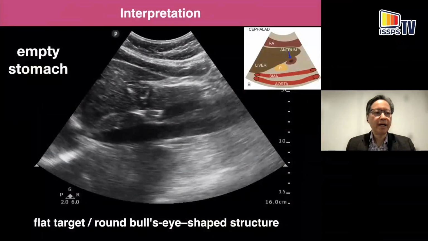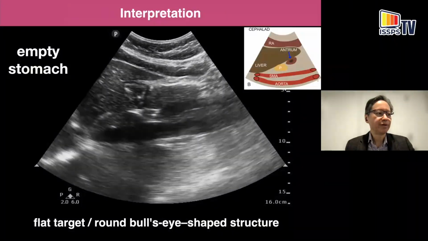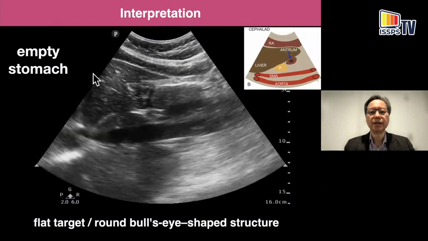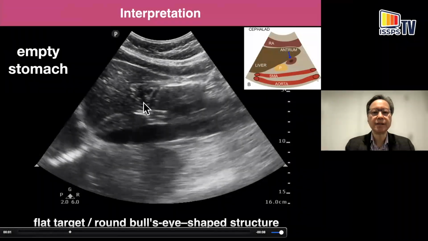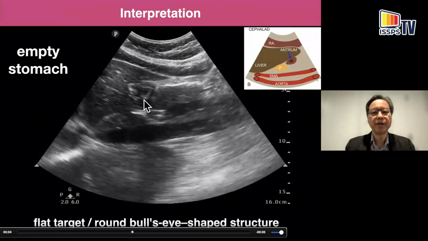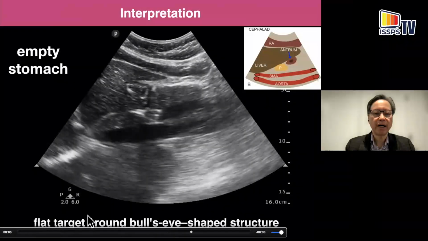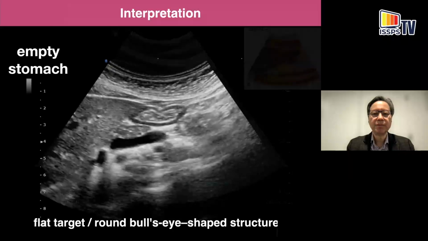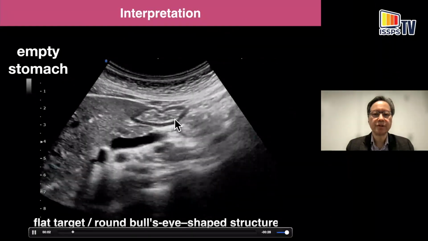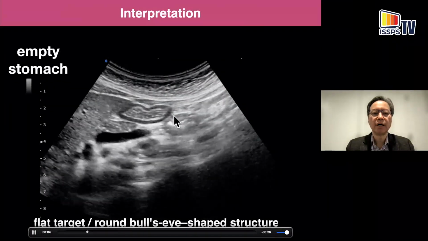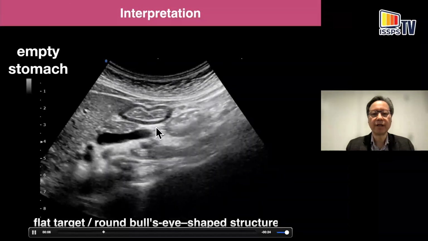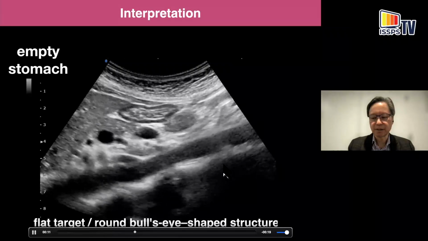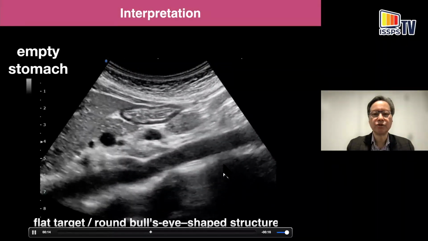So this is what the empty stomach looks like. It's going to be flat. It's going to be ring-like. Again, the ring you are seeing is the muscularis propria. Inside is empty. So it's either like a bull's-eye round or it's quite flat. That's another image. You can see again the antrum is inferior to the liver. It is a very dark ring, the muscularis propria, the mucosa outside, and the stomach is empty. There's no content there.